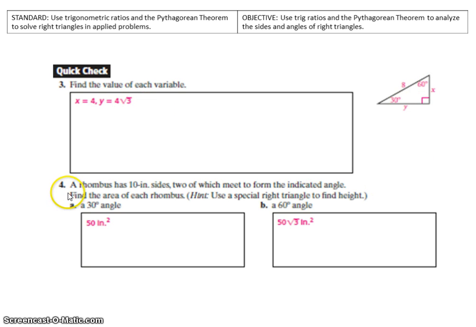Then down here at the bottom we got a rhombus that has 10-inch sides, 2 of which meet to form the indicated angle. So we do all the work, and we find out that for a 30-degree angle, the area would be 50 square inches, and for a 60-degree angle, it would be 50 radical 3 square inches.